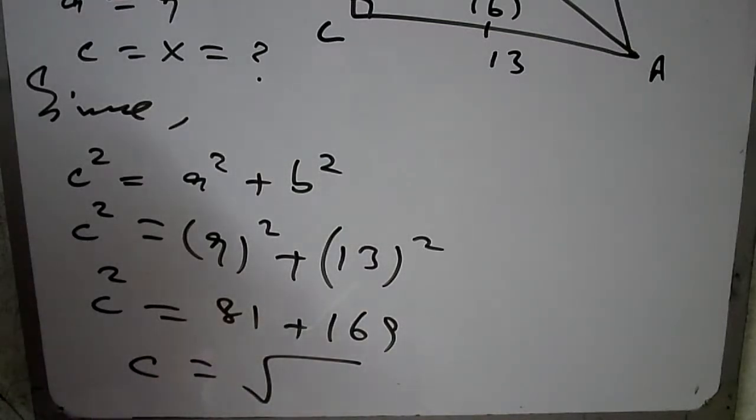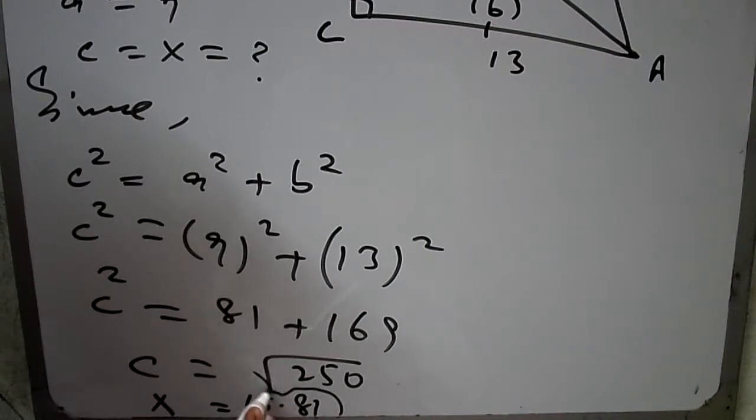So 250. So the value of C, actually what is C representing? It is representing your x. So take the under root, you will get 15.81. So that is your required result. So that is your answer.